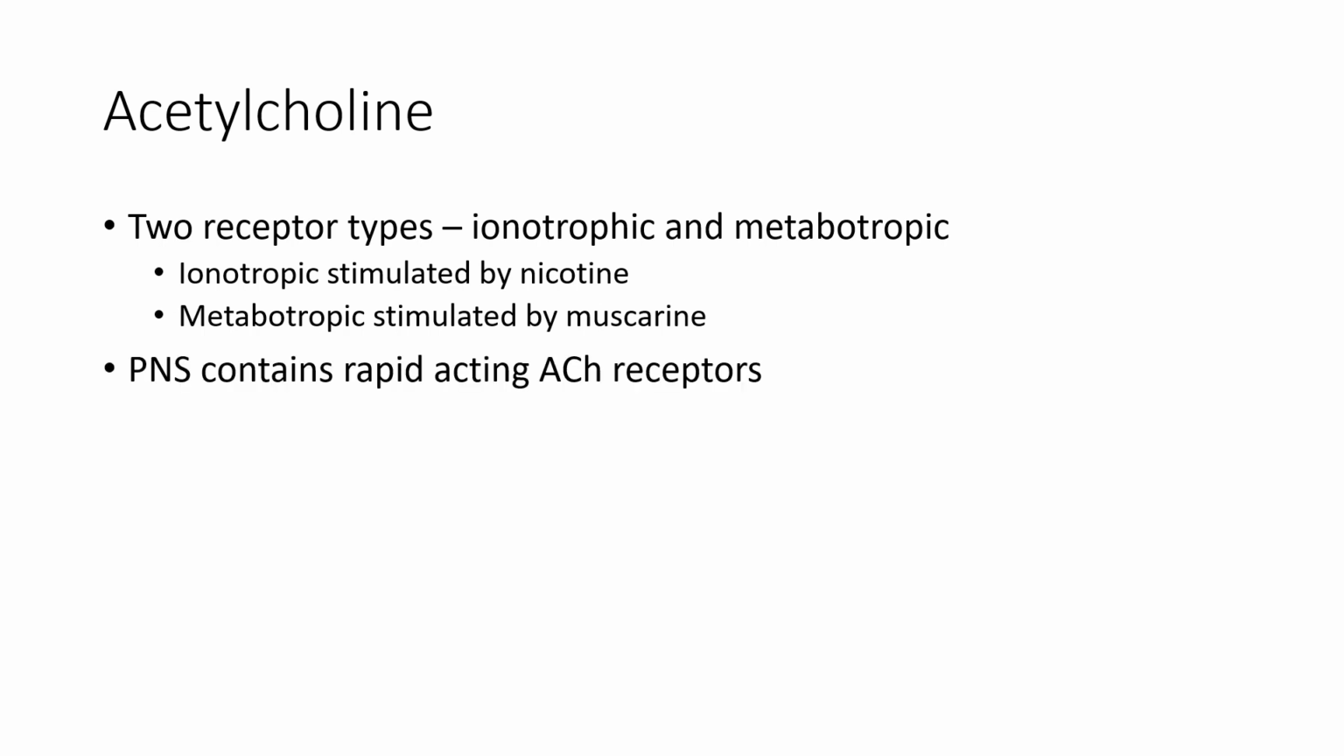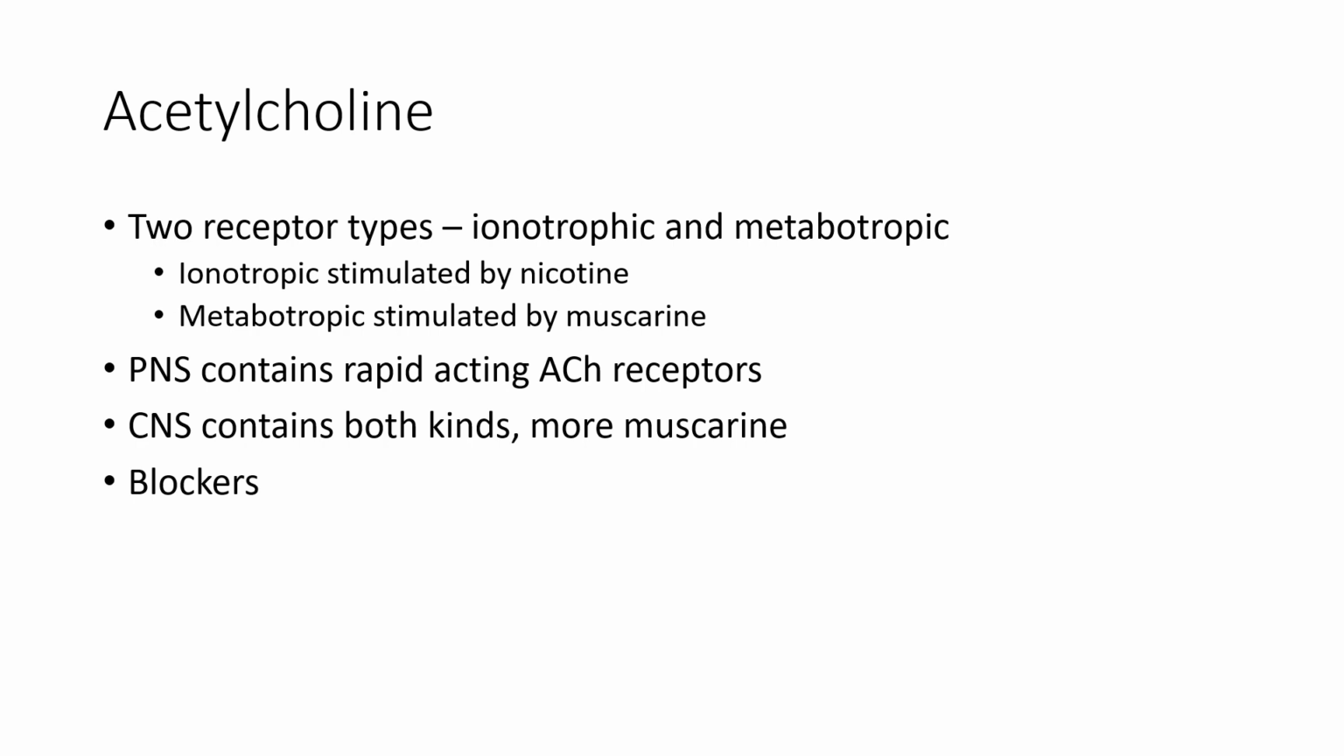So again, your peripheral nervous system is going to contain more rapid acting receptors, so that's ionotropic receptors that respond more to nicotine. And again, your CNS contains both kinds, but more muscarinic. Now, there are two classes of drugs that can interact with your acetylcholine receptors, specifically blockers. So the drug atropine blocks the muscarinic receptors.